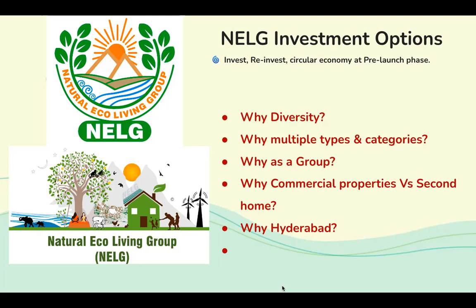And why multiple types and categories, and what those types and categories are, we already discussed in our WhatsApp group. Those who filled the investment form are all part of that group. And the third point is why as a group. I have a big ticket and I can pull in multiple people from my family and we can invest as a single family. But why as a group? That also we'll discuss. And why commercial properties, and why a second home, and why especially in Hyderabad. That also we're going to discuss.